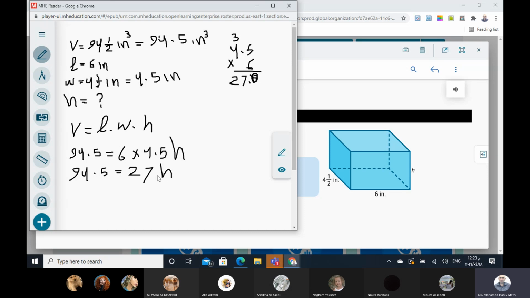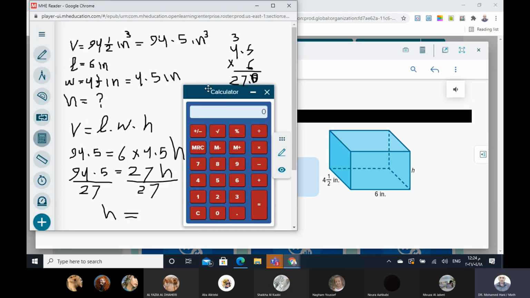times h. Now the variable h, how to solve this equation? Take the coefficient 27 and divide the two sides by 27. Divide here by 27 and divide here by 27. 27 divided by 27 will be 1. 1h means h equals. Now we want to divide 94.5 divided by 27. So the answer will be 3.5.